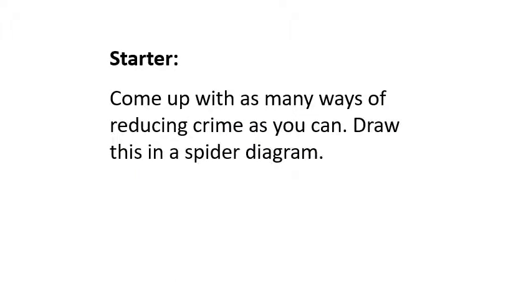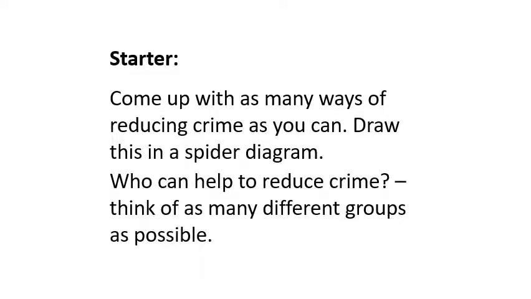So in your books, below the title, I want you to draw a spider diagram with reducing crime in the middle of it. Then around it, write down as many different types of reducing crime or preventing crime that you can think of. And you can pause the video while you do this. Also around the spider diagram, but in a different colour, can you think about the different groups of people who can help to reduce crime? And try and think of as many different groups as possible. Again, pause the video and play when you're ready.